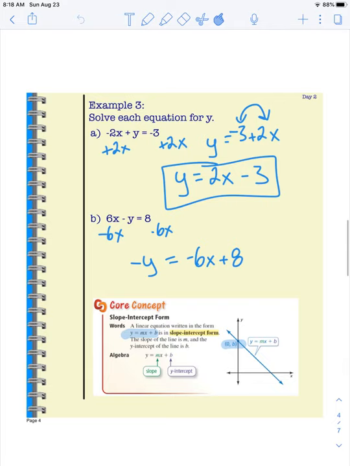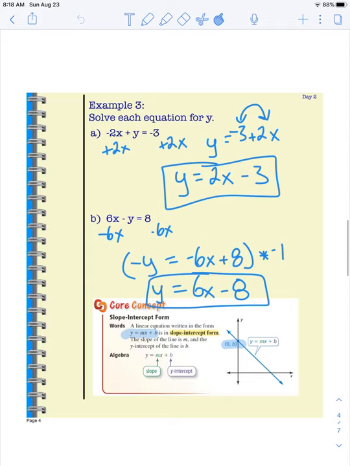Obviously, I cannot have a negative y here, so I'm going to have to multiply this whole equation by negative 1. And then I have y equals positive 6x minus 8. That's going to be our final answer.